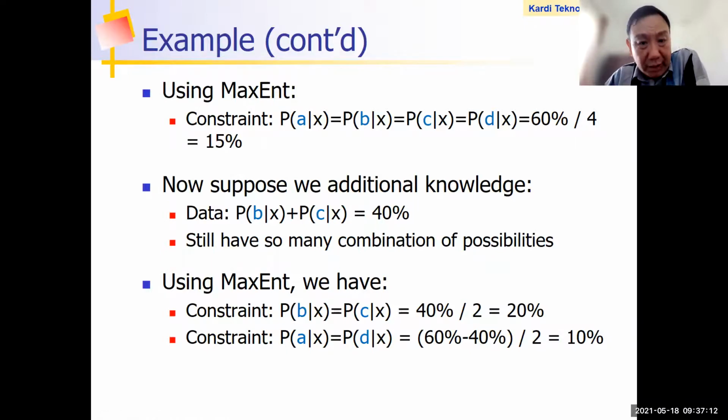Now suppose, again, you know the fact, the data represents that B plus C is 40%. Again, you still have many combinations, but if you use maximum entropy, then you can get the value of B and C as 20%, and then you can get the value of A and D as 10%. Do you get the meaning of this example? The meaning is, if you have certain data, then the rest is constrained. The more data that you have, the more constraint that you have, the easier you can solve.